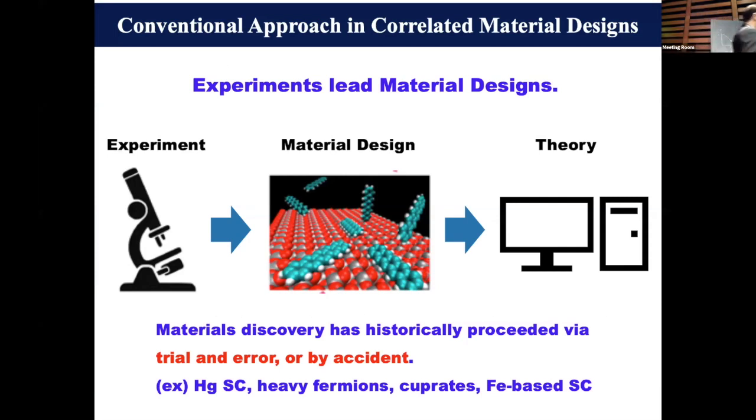Okay, the material design, especially in correlated material systems, has been led by experiment. At first, experimentalists try to find a new material and measure its physical property, and then theorists provide the physical explanation. So historically, material discovery has proceeded by trial and error or by accident. For example, these materials were discovered by chance.